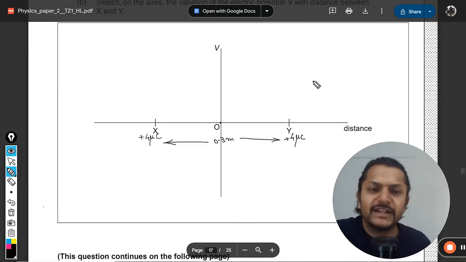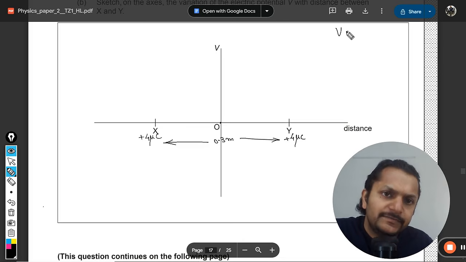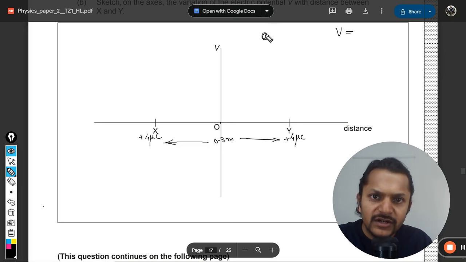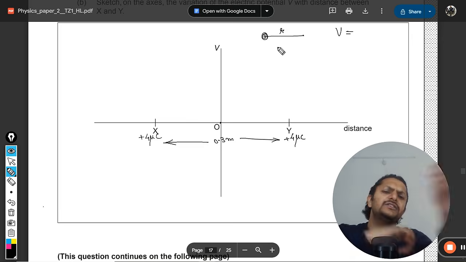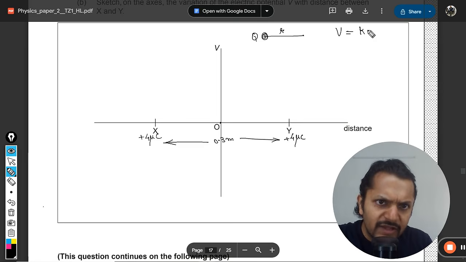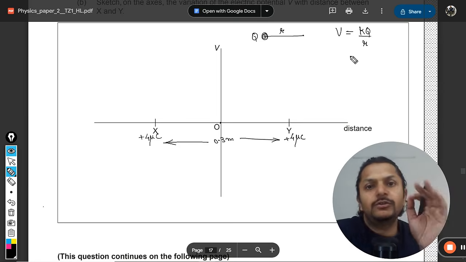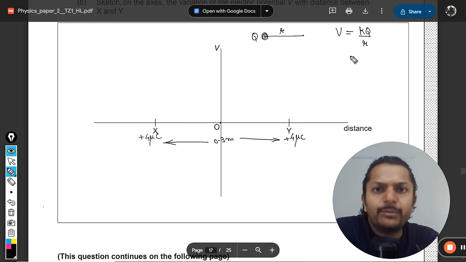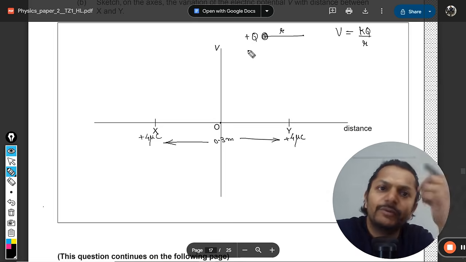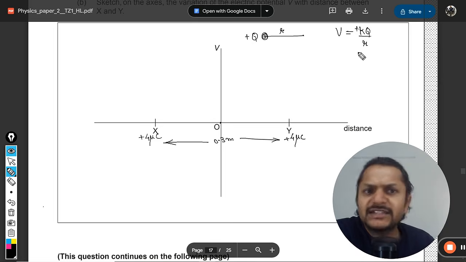First of all, what is potential? Potential due to a point charge, like there is one charge here, and you want to find the potential at this point, which is r distance away. So the formula for that, and this is q, will be kq by r. Point to be noted here, one of the very important points: positive charge will be casting positive potential. So potential is a scalar quantity.